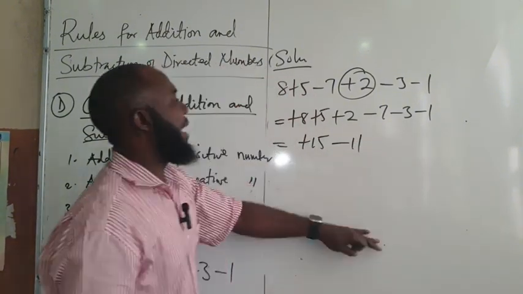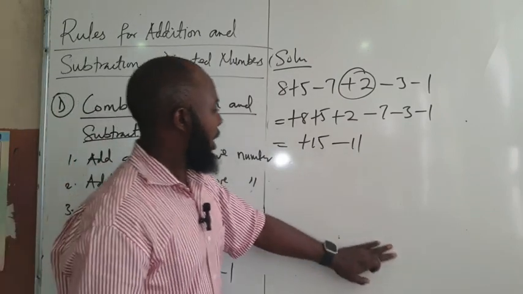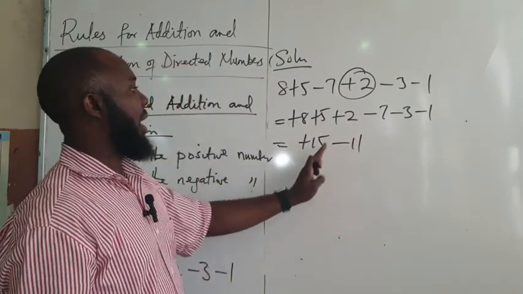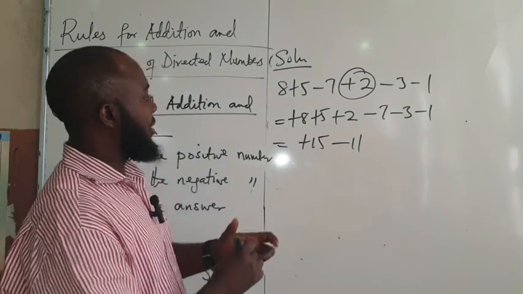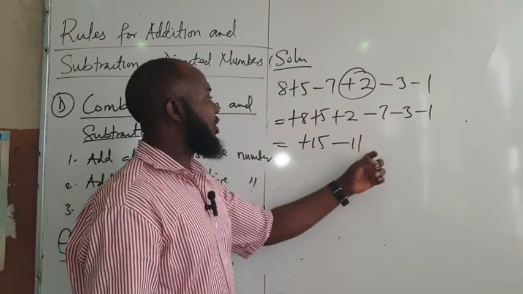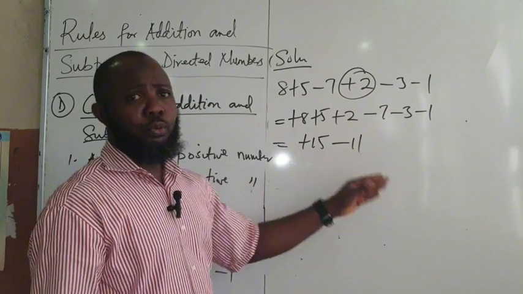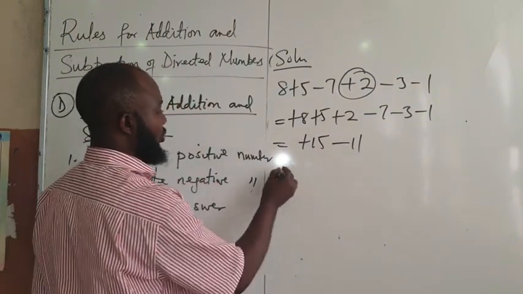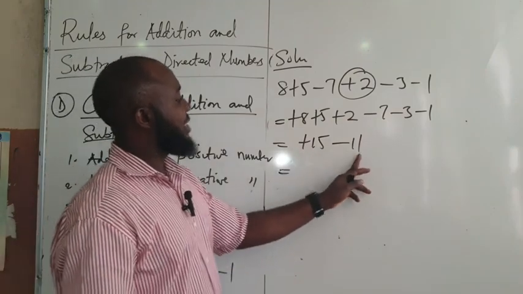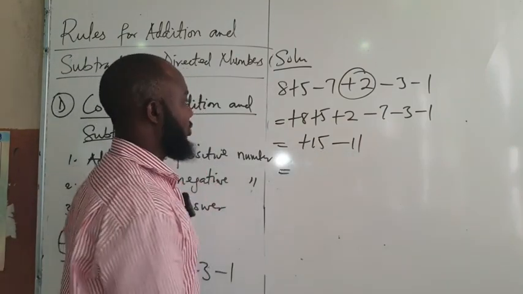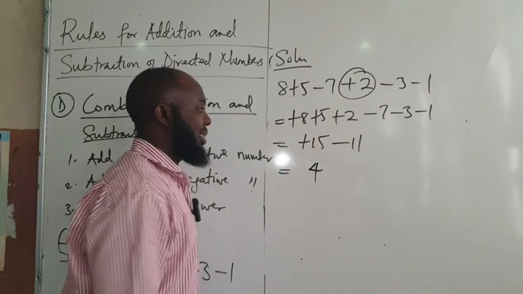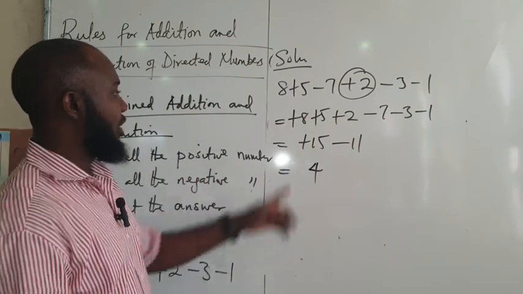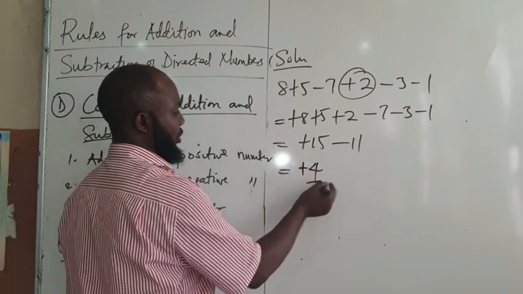11. Then we apply the part B law that says when you are subtracting two numbers with different signs, subtract the smaller number from the bigger number, put the sign before the bigger number in front of what? The answer. So what we are going to do here is subtract 11 from 15, and that's going to give us 4. So what is the sign before the bigger number? It is plus. That means the answer is plus 4.